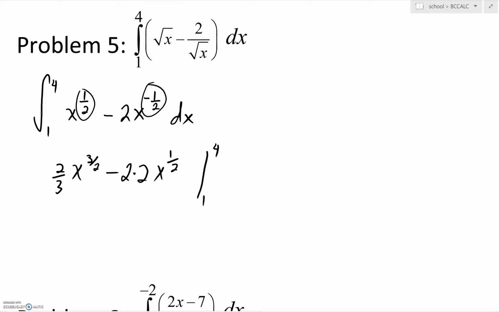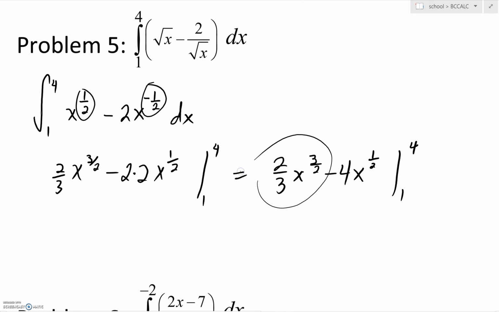But before we do, it's always good practice to make sure we didn't make a silly mistake and take the derivative of what you just found. If you were to take the derivative of this 2/3 x to the 3/2, 3/2 comes down, it cancels the 2/3. Subtract a 1 and you get x to the 1/2. You have radical x, which is what we want.